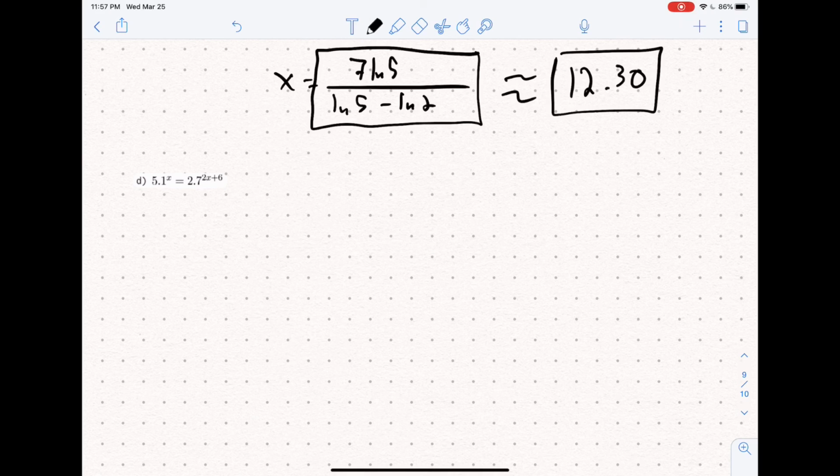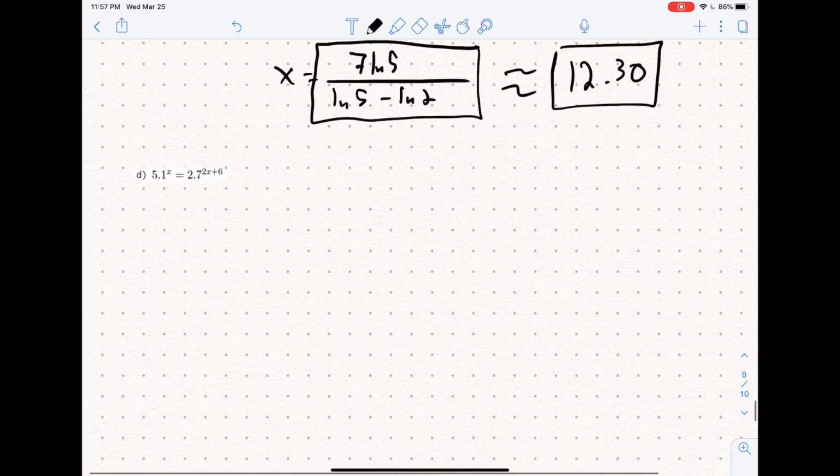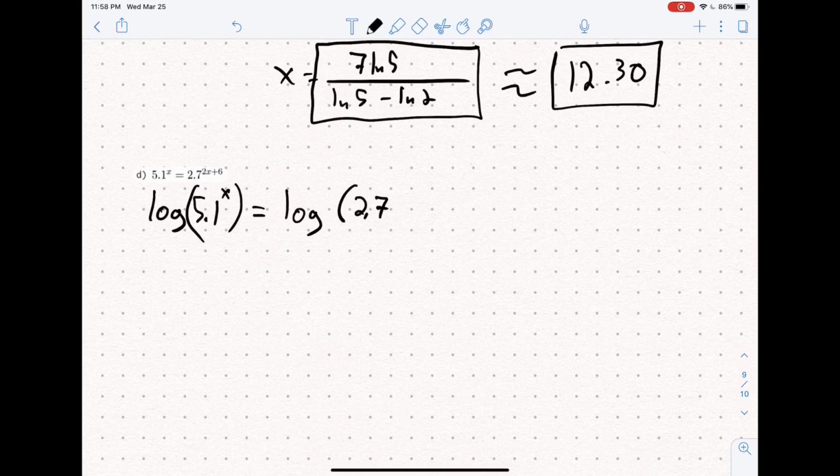We start by taking the log of both sides, and you could either use the log, which is just the log in base 10, or you could use the natural log, which is ln. So, up to you. I'll use the log in base 10 since I used natural log last time. So we take the log of both sides. Log of 5.1 to the x is equal to log of 2.7 to the 2x plus 6.